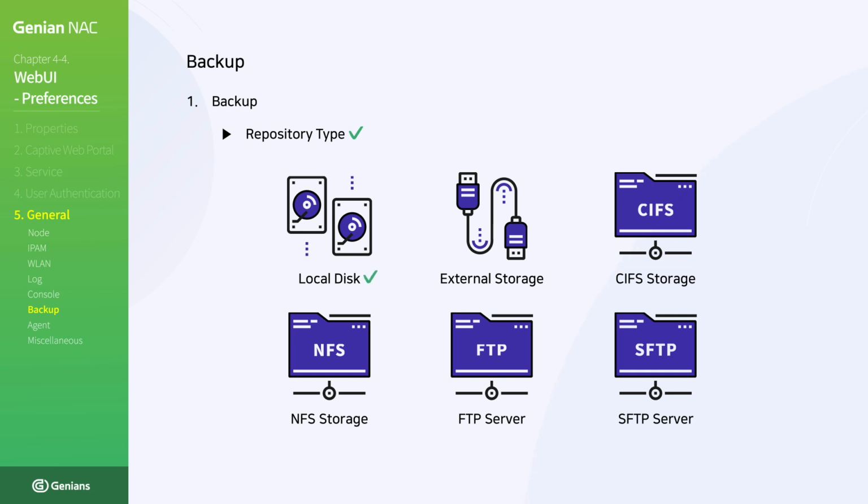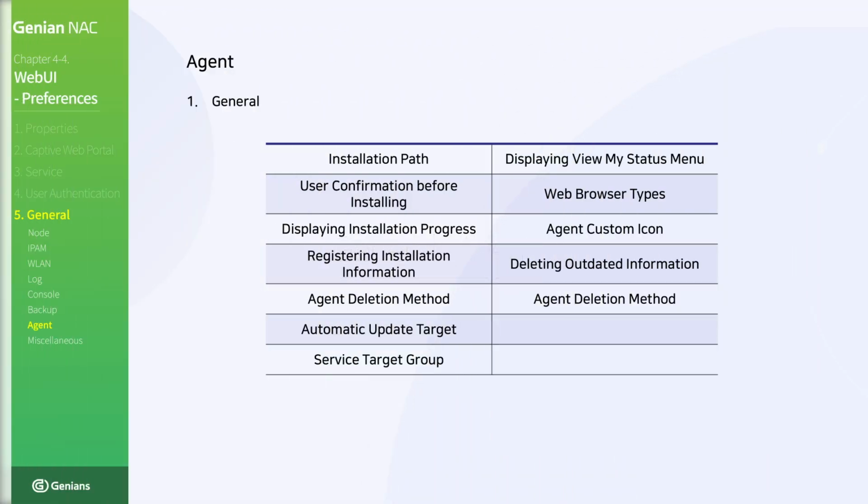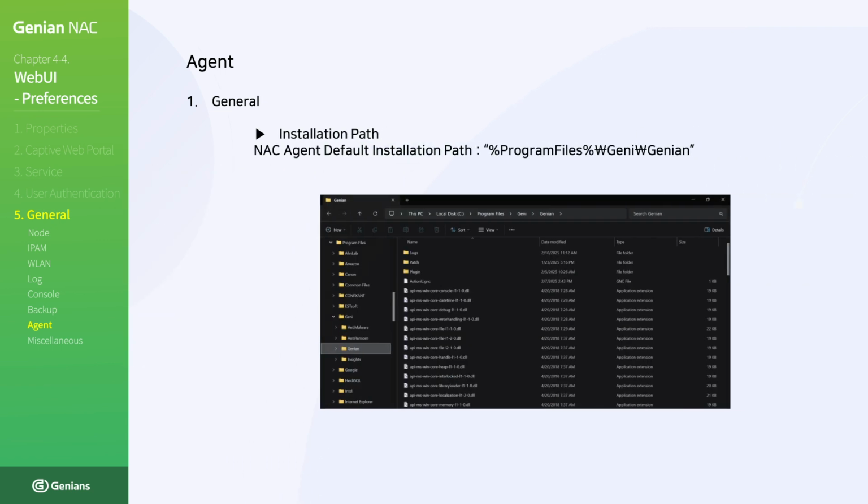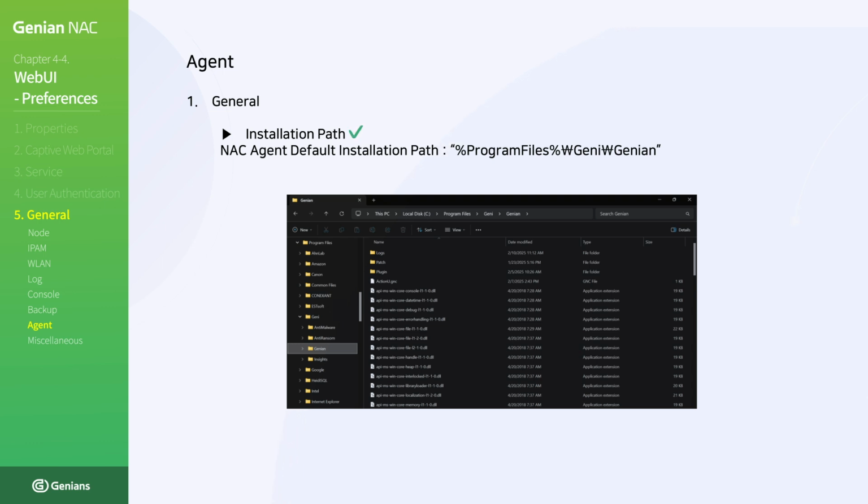In the detailed settings for backup execution, you can configure the backup schedule for periodic backups. To prevent disk full issues caused by multiple backup files, you can enable the space threshold option. The repository type section allows you to configure the storage location for backup files. Available repository types include local disk, external storage, CIFS, NFS, FTP, SFTP.